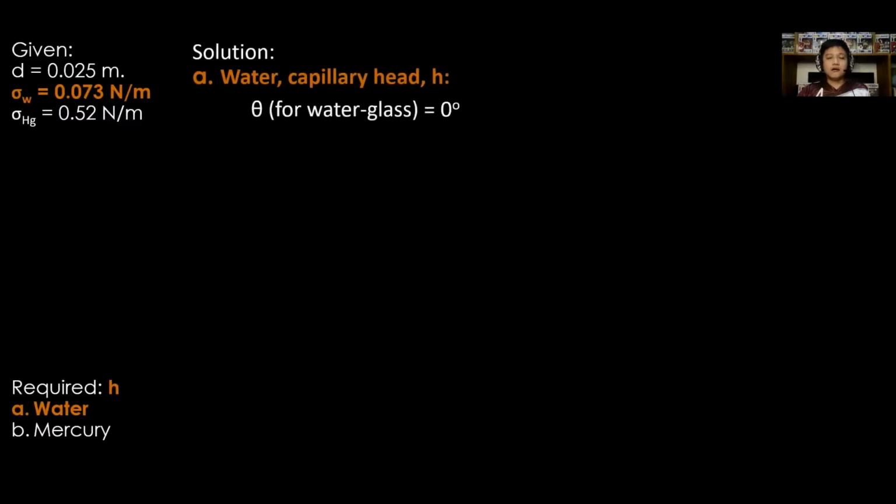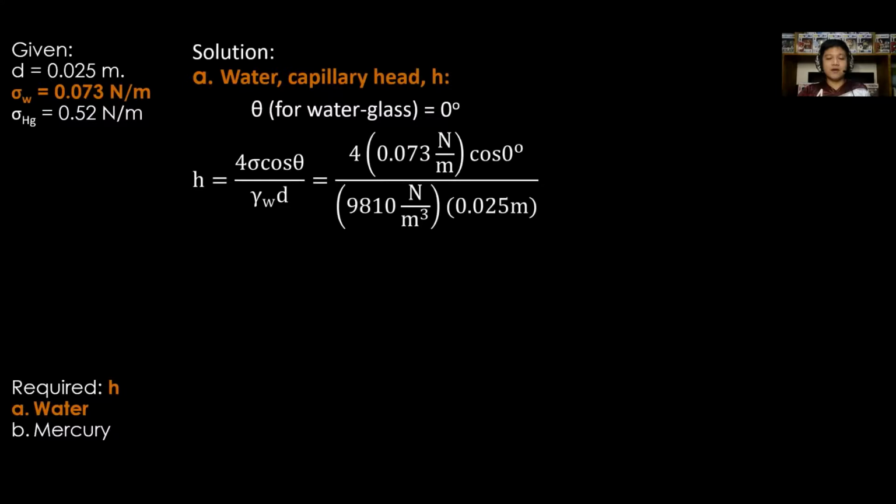So for water, the capillary head H, so theta for water to glass tube, theta is equal to 0. Thus, H is equal to 4 times the sigma, that is 0.073 Newton per meter, multiplied to cosine of theta, that is 0, over the gamma of water. So for us to have a consistent unit, we will now consider gamma of water as 9,810 newtons per cubic meter. So multiply this to the diameter of the tube, that is 0.025 meter.